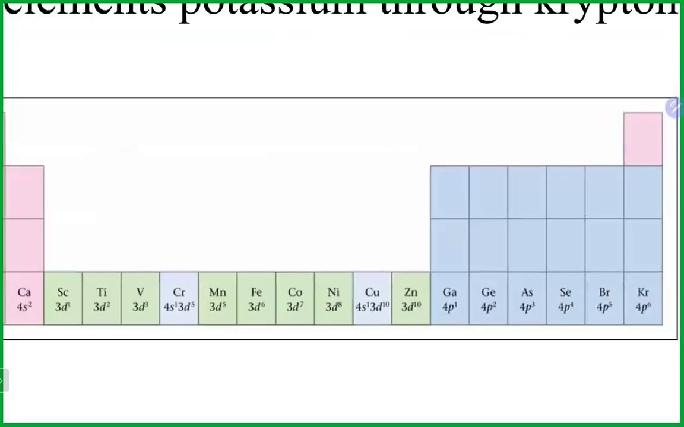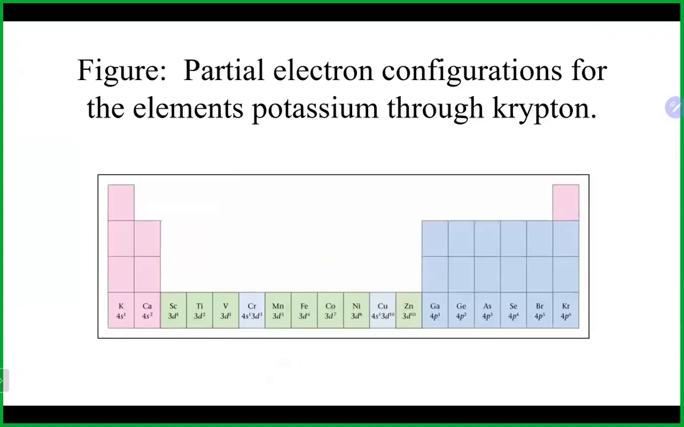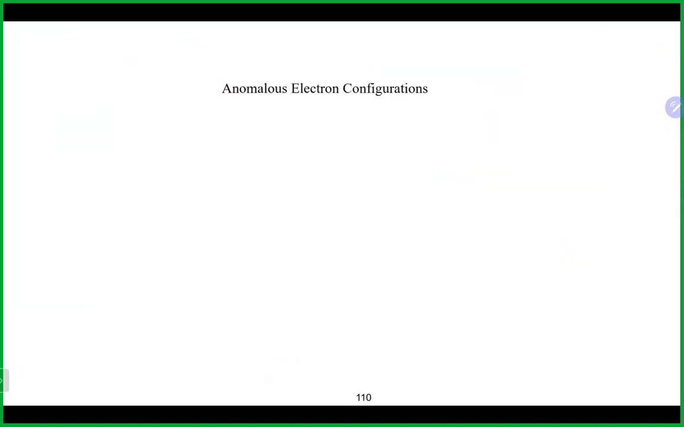Here you go. So here again, you can see the exceptions. And again, if you go below them, there's many more that have it. But for us, just those two in blue and the ones we just talked about, which is chromium and copper, you do need to be aware of.